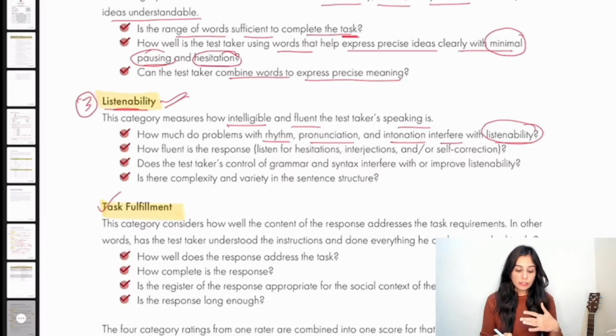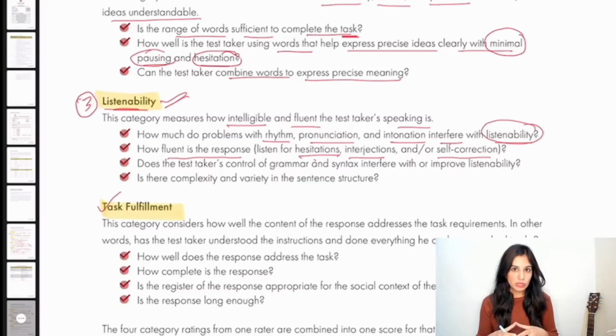The second thing that your examiner or the evaluator will check is how fluent is the response. They will listen for any hesitations. Are you hesitant? Are you stopping unnecessarily? Are you pausing? Are there any interjections or filler words that you're using? Is there a lot of self correction? Now, self correction is allowed once or twice if it's really needed, but if you keep correcting yourself, it shows that you're not confident with the language.